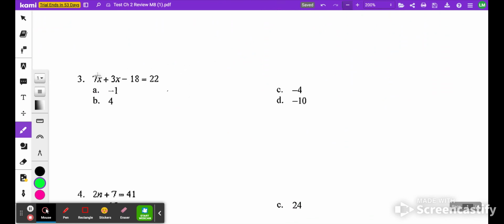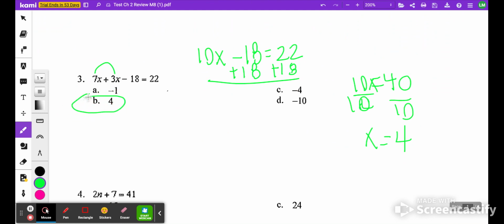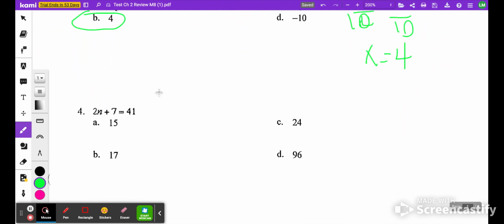Solving number 3, 7x plus 3x makes 10x minus 18 equals 22. I'm going to add 18 to both sides, and I'm going to get 40 equals 10x. Last but not least, I divide both sides by 10 so that x is equal to a positive 4, letter B. Number 4, I have 2n plus 7 is equal to 41. I'm going to subtract 7 from both sides, so that gives me 2n is equal to 34. Then I divide both sides by 2, n is equal to 17.